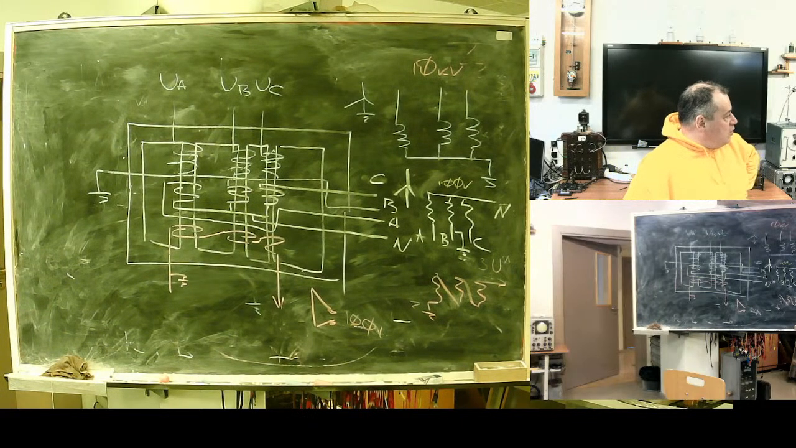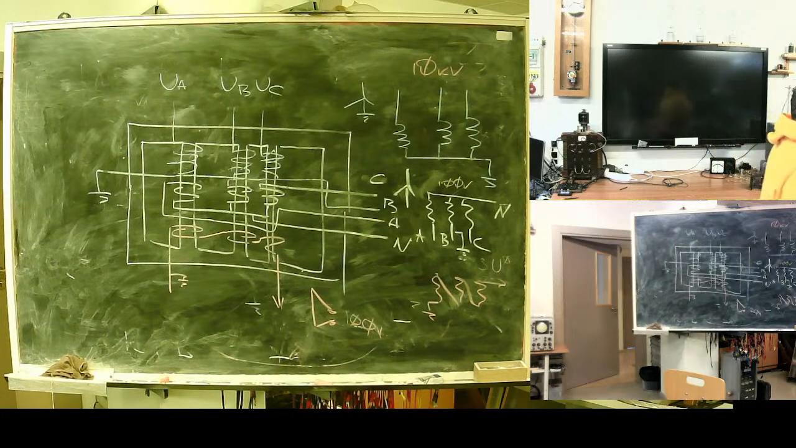And now a question: why such a strange design of 5 legs? You see what I draw, a 5-leg core? These additional legs are for zero sequence.